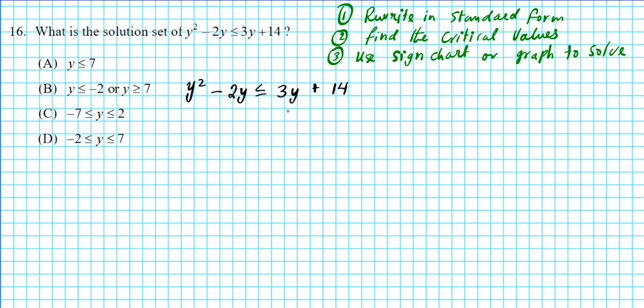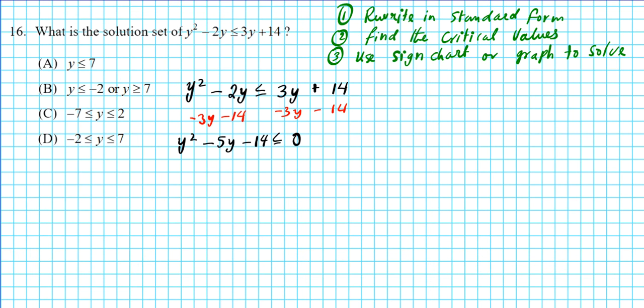So let's go ahead and do that. We'll simply subtract 3y from both sides and subtract 14. That will give us the standard form, which is y squared, combine these two, minus 5y minus 14 less than or equal to 0. So it's in standard form right now, and we're done with step 1.